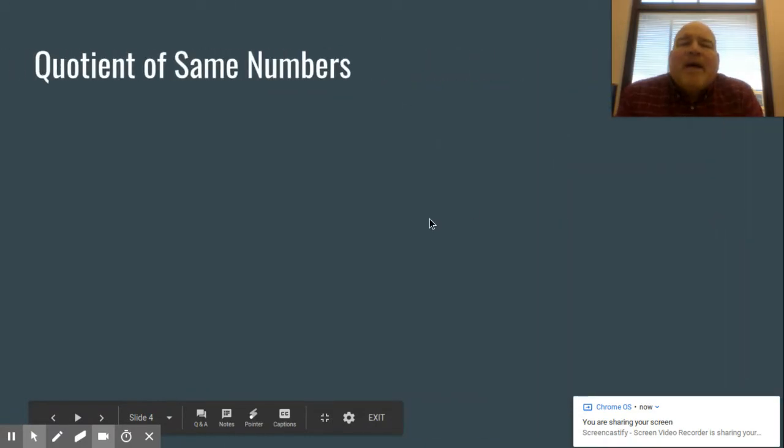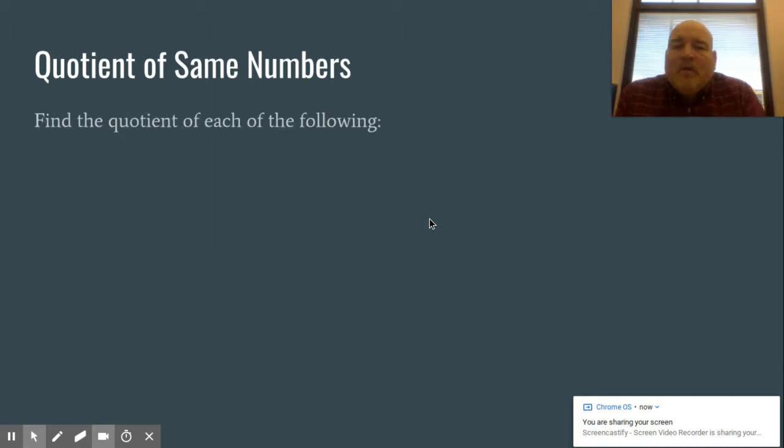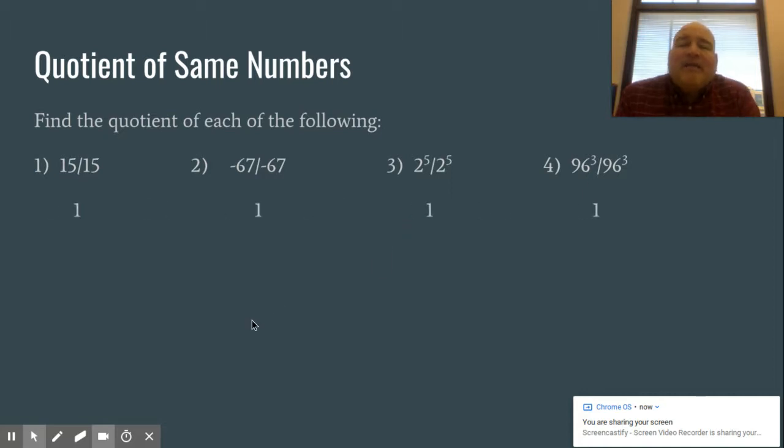Well, let's look at what happens when we have the quotient of same numbers. Find the quotient of each of the following. 15 divided by 15, negative 67 divided by negative 67, 2 to the 5th divided by 2 to the 5th, 96 to the 3rd divided by 96 to the 3rd. Notice that in each of these four cases, the quotient is 1.